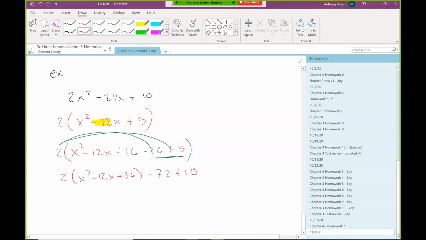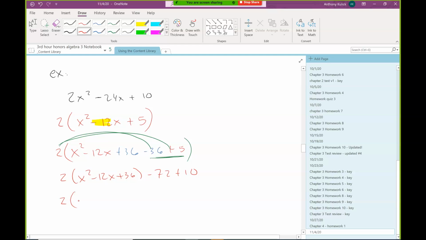Now it'll be the same, right? Everybody agree with that? That's okay? Good. Now we can factor. So how does x squared minus 12x plus 36 factor?